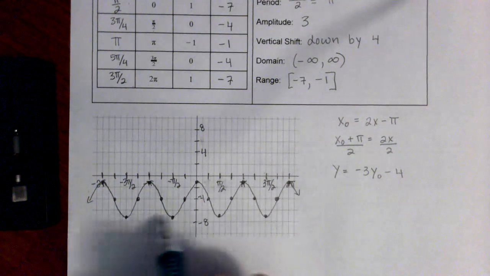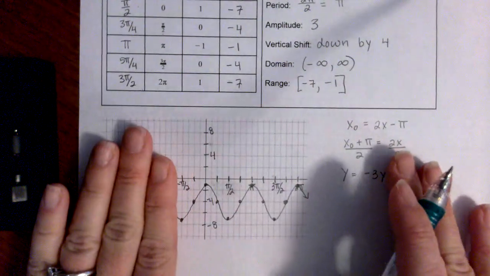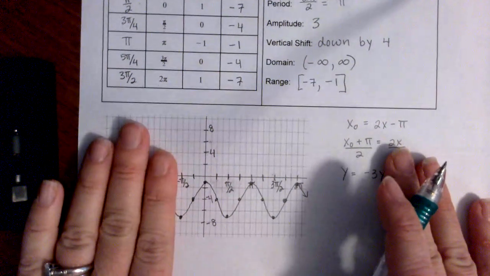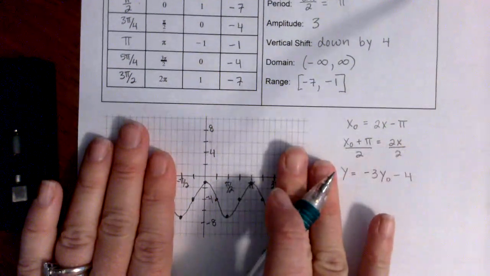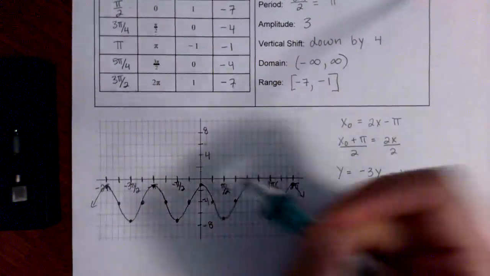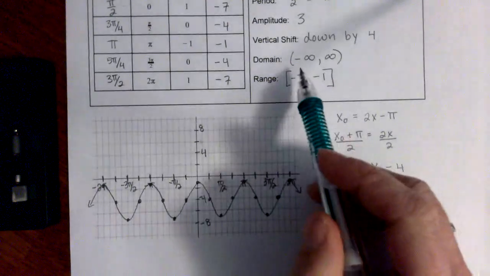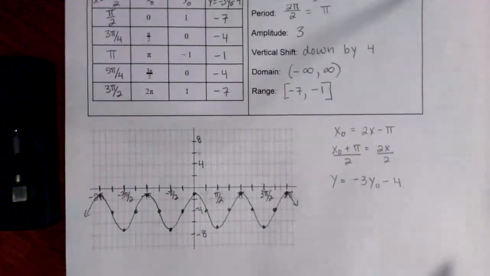You also want to be careful that you're using all of your space. A lot of times I get the graph just from here to here, and people leave the rest of this blank. You want to complete the graph so that you're showing that it continues for your domain of all real numbers.